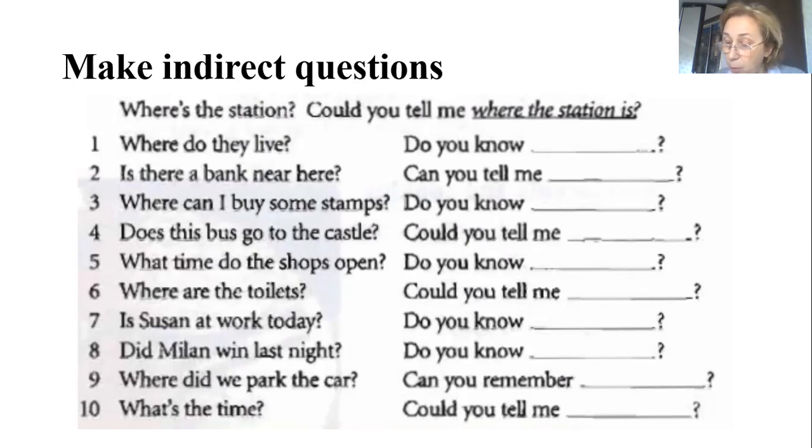Okay, thank you. Muhammad Aib, please. Yes, teacher. Number 7. Is Susan at work today? Do you know if Susan's at work today? In your sentence, there is no verb in the second part. There is no "is". Yes, I see now. Do you know if Susan is at work today? Good. The next is for Zaina.